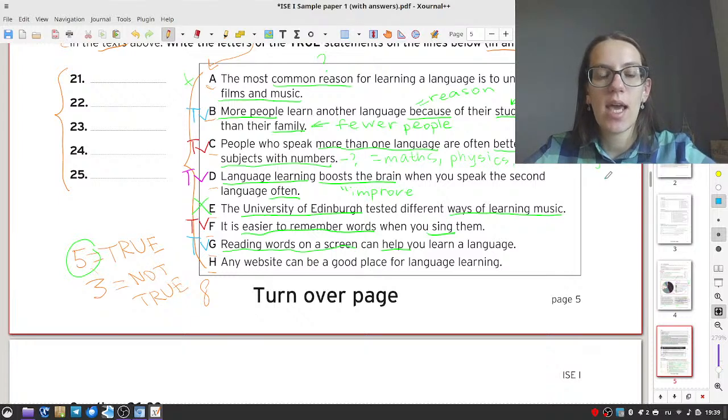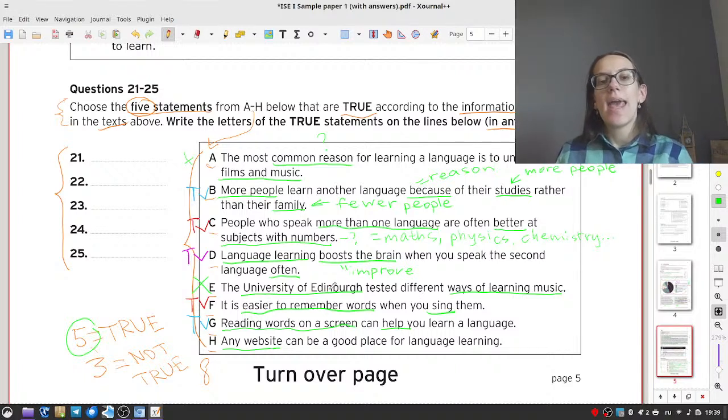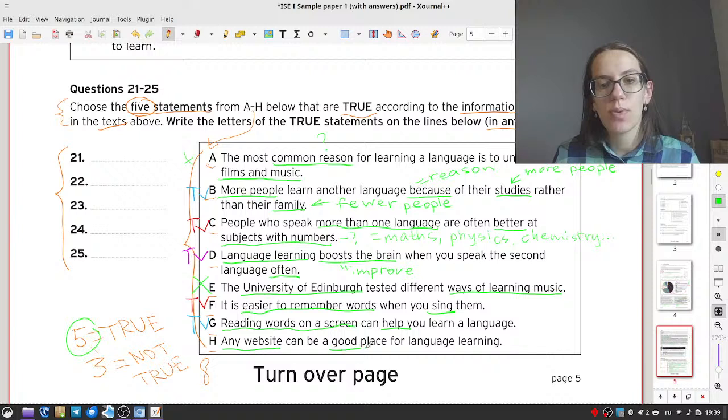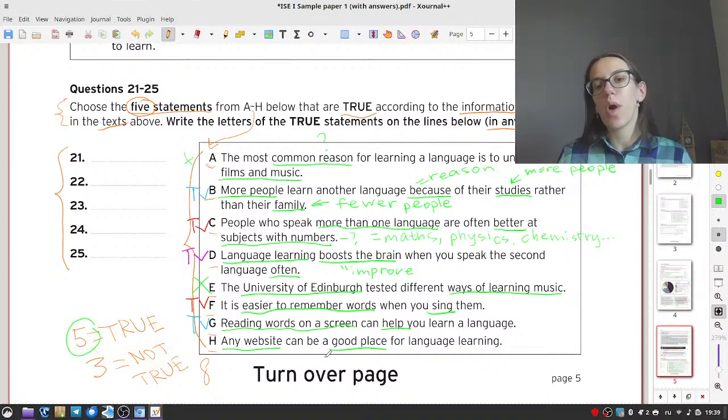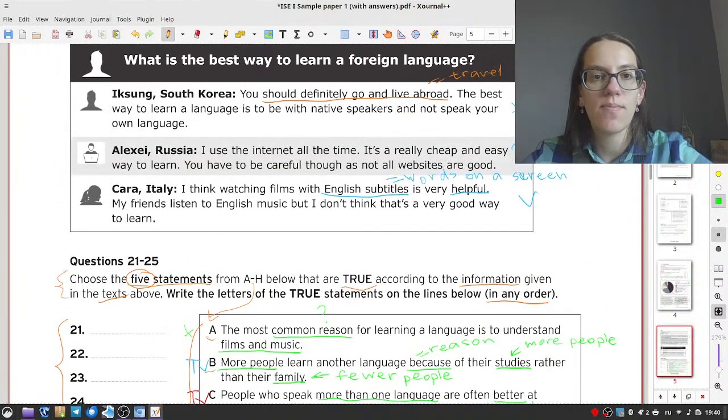And finally, H, any website can be a good place for language learning. Well, we've just looked at text D. So any website, let's look at how the question is formulated. Any website can be a good place for language learning. So any website, so it means all of the websites are good. It doesn't matter which website you choose. So is this true or not?